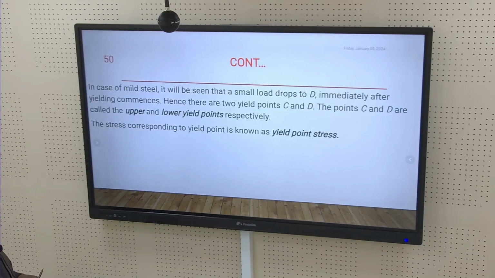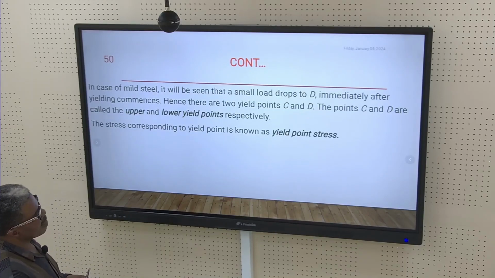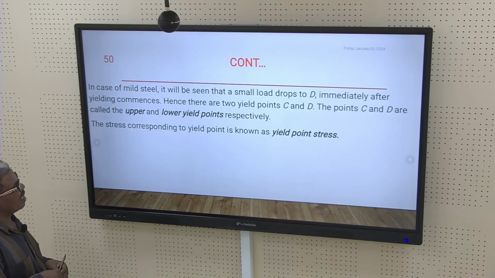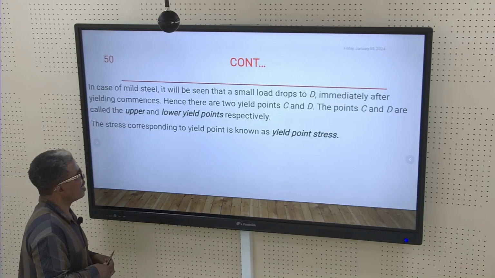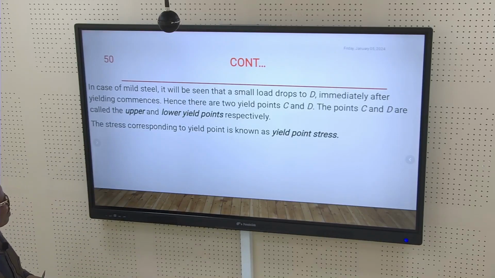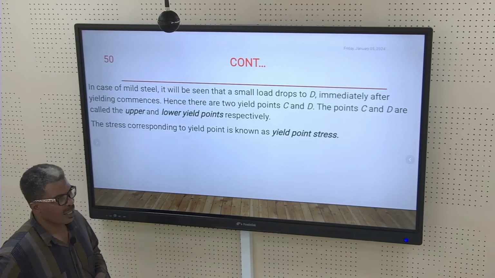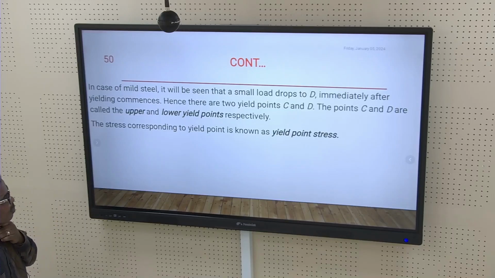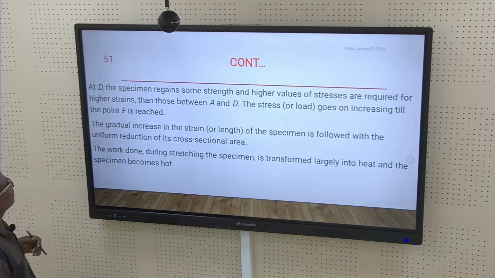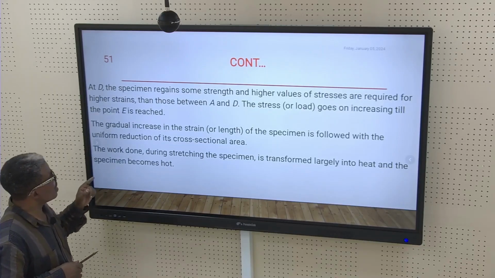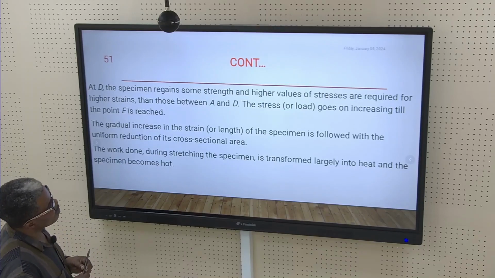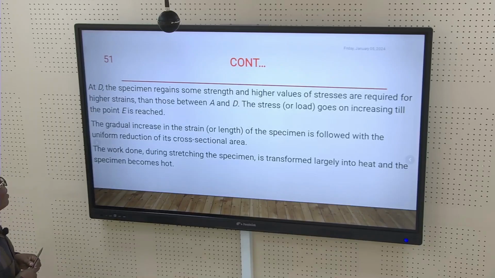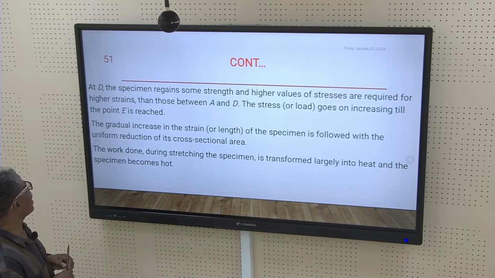In case of mild steel, it will be seen that the load drops to D immediately after yielding commences. Hence, there are two yield points, C and D. These points, C and D, are called the upper and the lower yield points, respectively. The stress corresponding to the yield point is known as the yield point stress. That is regarding the mild steel material. At D, the specimen regains some strength, and higher values of stress are required than those between A and D. This stress or load goes on increasing till the point E is reached.